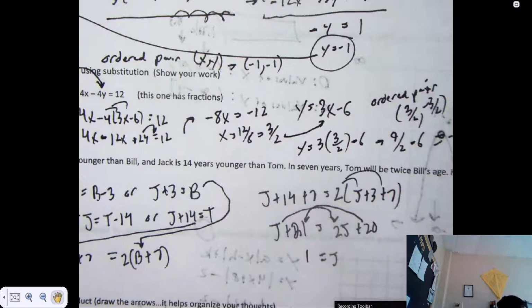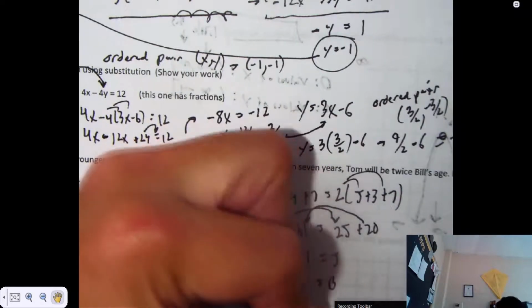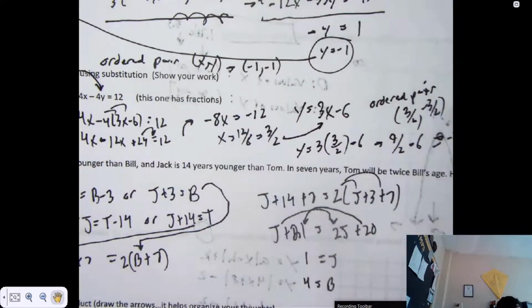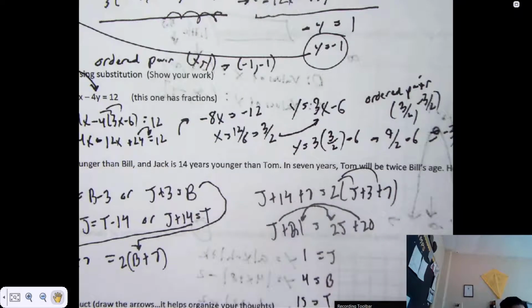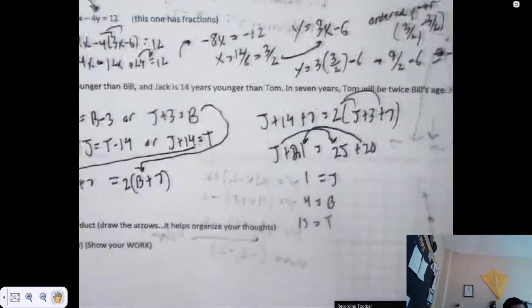And then just go back and read your text. Jack is 3 years younger than Bill. So Bill has to be 4. Jack is 14 years younger than Tom, so Tom has to be 15 because you're adding 14. Let's see, that's not so hard.